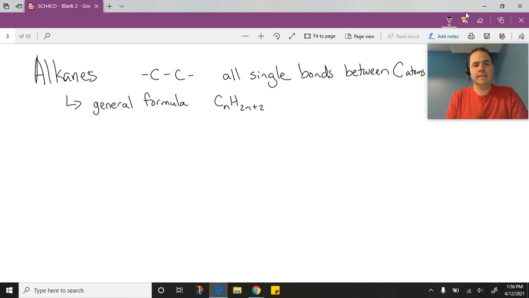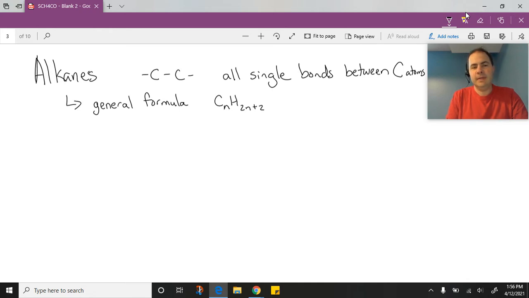Looking at alkanes. If you remember from what you've gone through in the course materials so far, you'll recognize that alkanes are hydrocarbons where all the carbon atoms are single bonded together. So we're always going to see a single bond from one carbon to the next in our chain. That's what's going to make it an alkane.